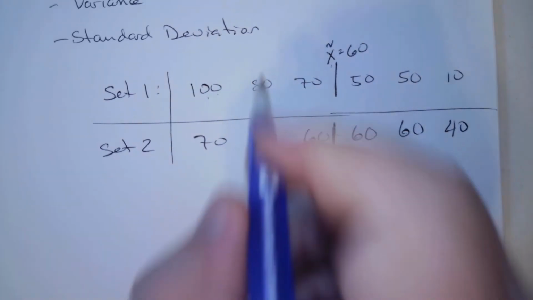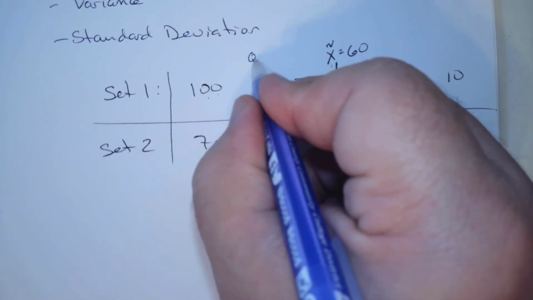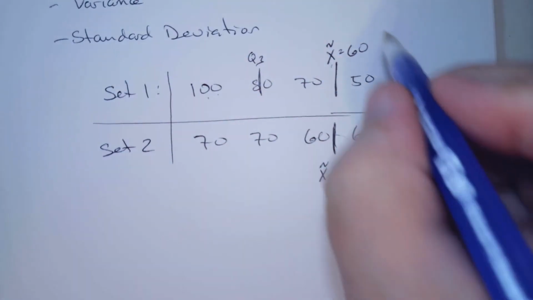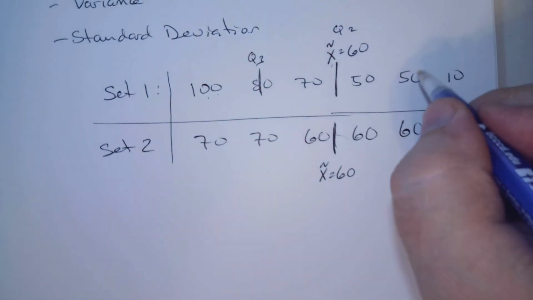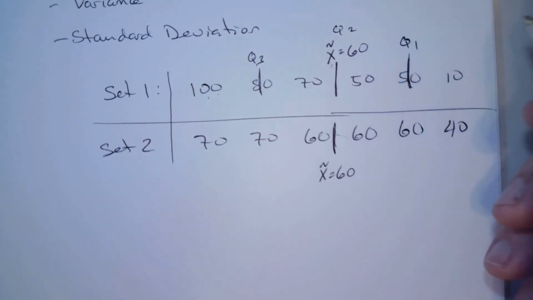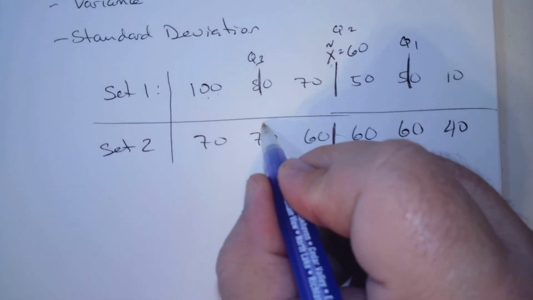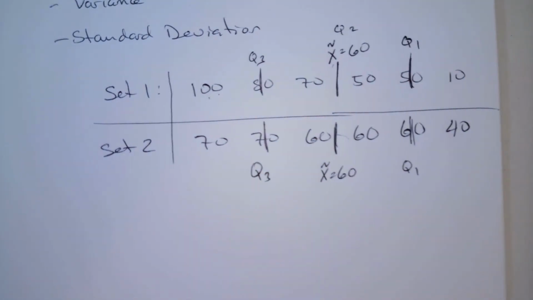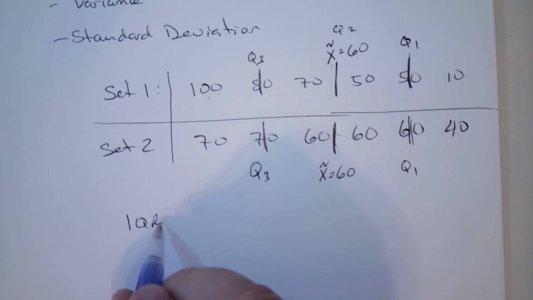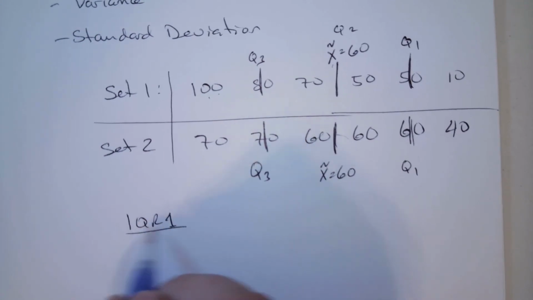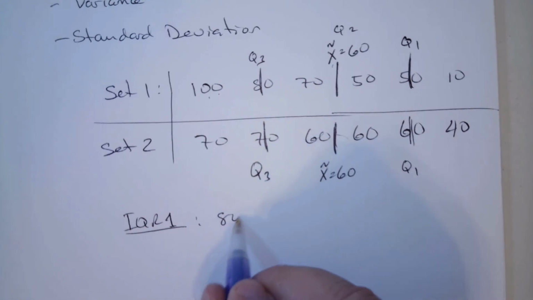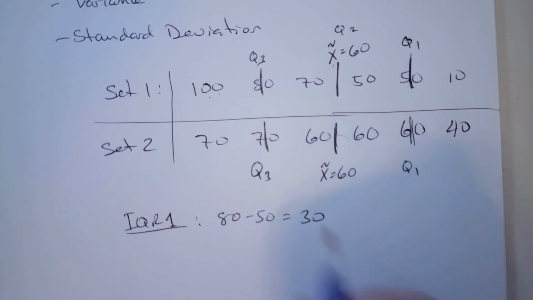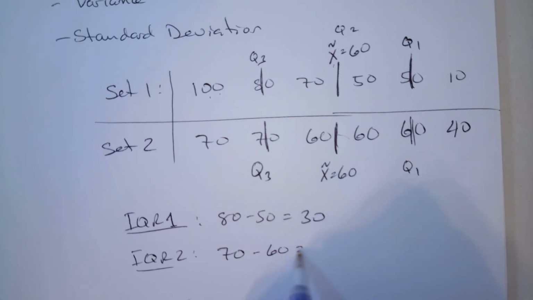The lower end median is 80. This is Q3, that's upper. That's Q2. Lower end is Q1. On the second set, so the IQR of set 1 is 80 minus 50, which is 30. The IQR of set 2 is 70 minus 60, which is 10.